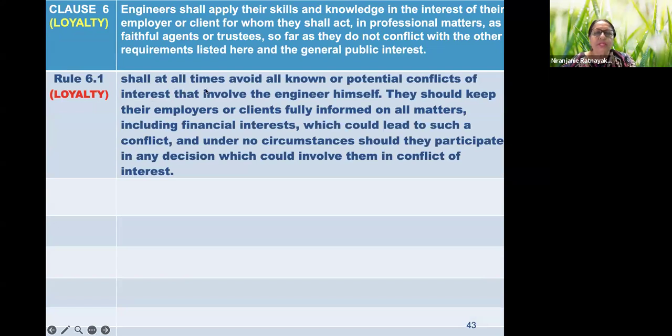So 6.1 is, shall at all times avoid all known or potential conflicts of interest that involve the engineer himself. They should keep their employers or clients fully informed on all matters, including financial interests, which could lead to such a conflict, and under no circumstances should they participate in any decision which could involve them in conflict of interest. I think when you're looking at situations, this may become a bit more clear.